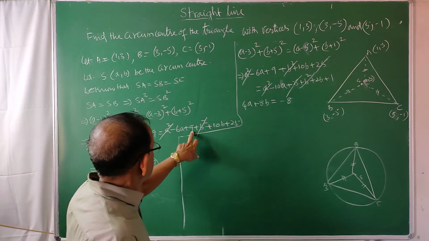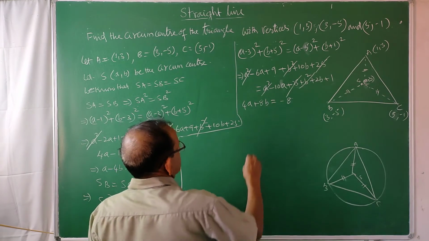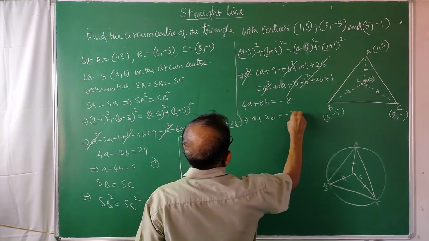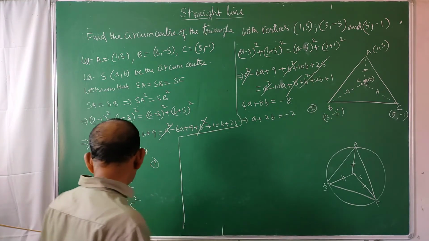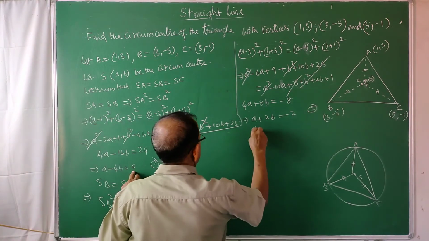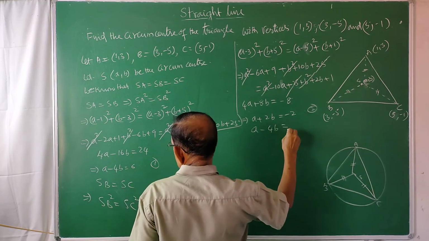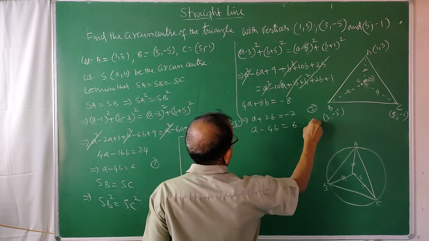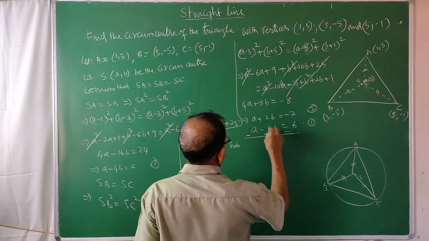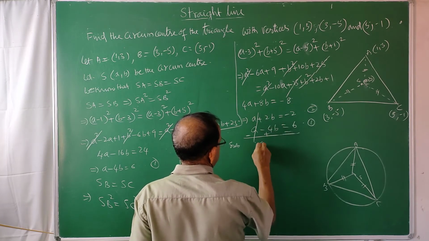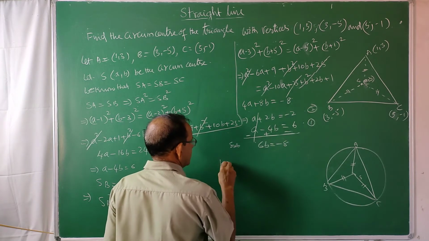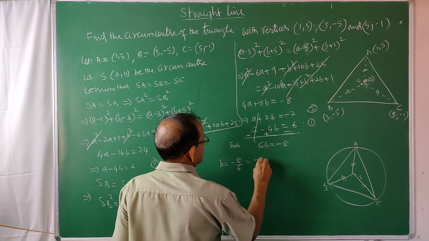Okay. So cancel 4 on both sides, that implies a plus 2b is equal to minus 2. Take it as second equation. First equation is a minus 4b is equal to 6. You write under this one, a minus 4b is equal to 6. This is first equation. Add these two, not add, subtraction. Subtract, minus plus minus. So these two are cancelled, 2b plus 4b, 6b is equal to minus 2 minus 6, minus 8. So b is equal to minus 8 by 6, that is minus 4 by 3.